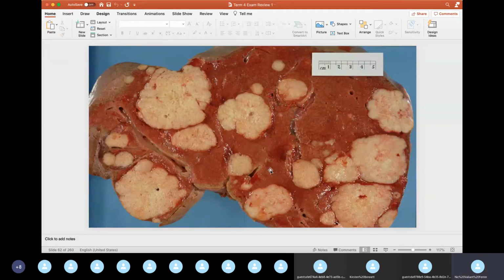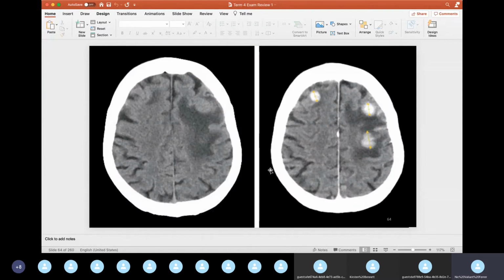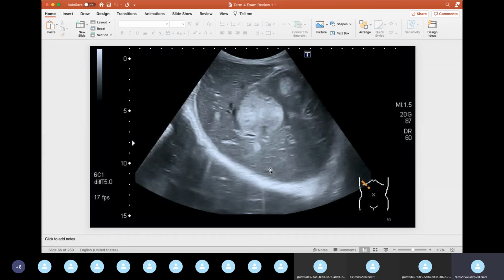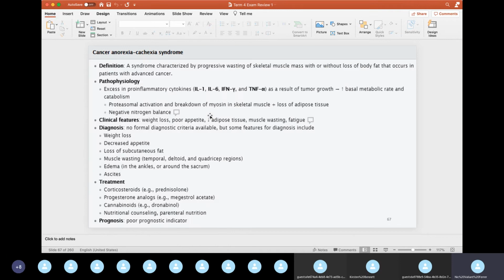This is just some pictures of metastasis to the liver. Look at that. Metastasis to the lung. Metastasis to the brain, right? Another one for the liver. Now put a star here. If it metastasizes to the liver, most commonly the tumor is located in the colon, stomach, or pancreas. If it metastasizes to the bone, the tumor is located in prostate, breast, kidney, thyroid, lung. If it metastasizes to the brain, the primary tumor is located in your lung, breast, melanoma, colon, or your kidney. So this table is also high yield.